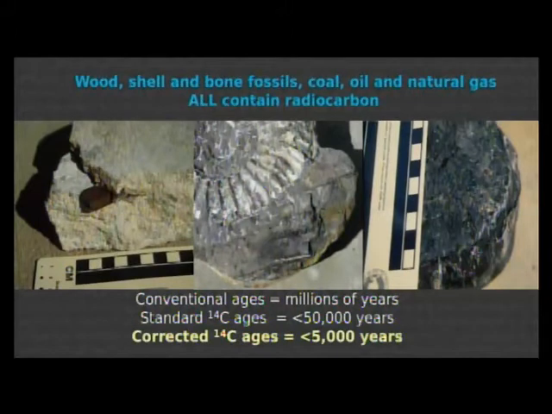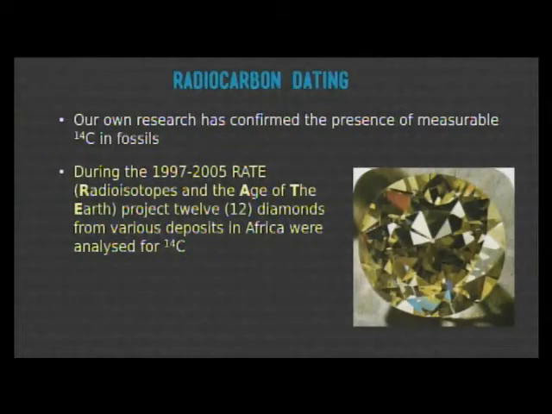And now we need to think about, well, wait a minute, if wood, shell, bone, fossils, coal, oil, natural gas all contain radiocarbon, what about these ages that seem rather large compared to the biblical chronology? We need to think about that again in a moment. But if we take into account correction factors, then we can certainly recalibrate these radiocarbon ages to fit with the biblical timescale. Now, in our research, we not only did coal samples, we also collected some diamond samples.